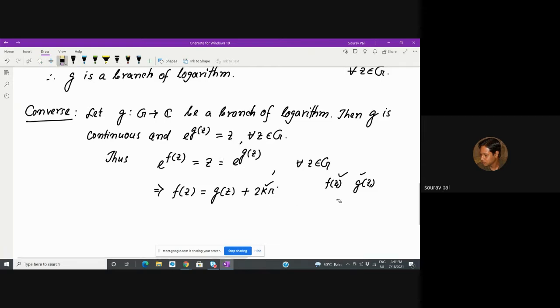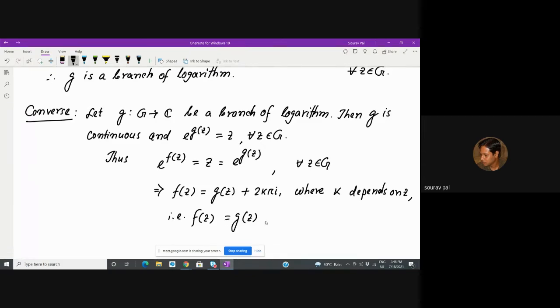So I just write 2k pi i, where k depends on z. That is, you can write fz equal to gz plus 2 k(z) pi i, as I said, it depends upon z. Okay?